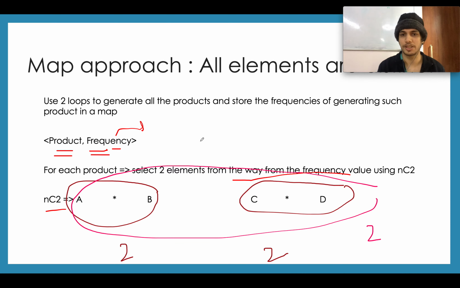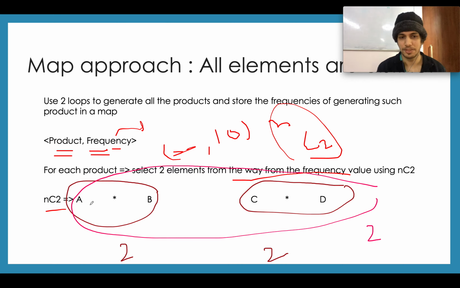Select two elements from the number of ways in which that product can be achieved. Suppose there are 10 possible ways to achieve a particular product, I'll use the NC2 formula to select any two elements from it. And once I have selected two elements, then I'll be permuting them. That means one element was AB, other was CD, and let me just permute it. So A into B can be reordered in two ways.